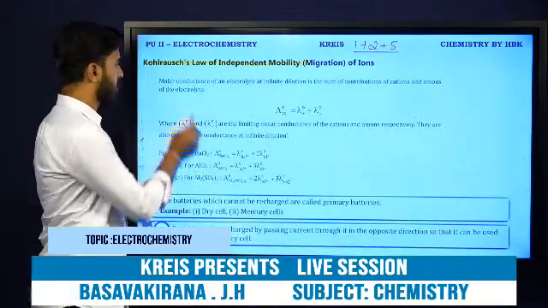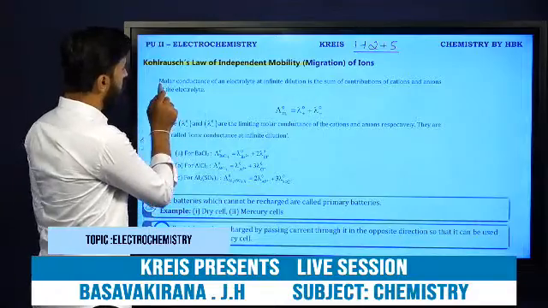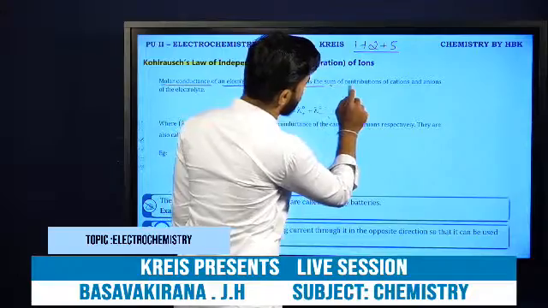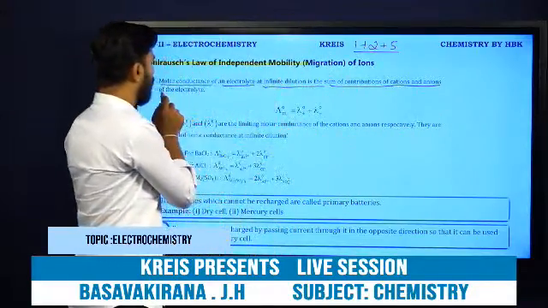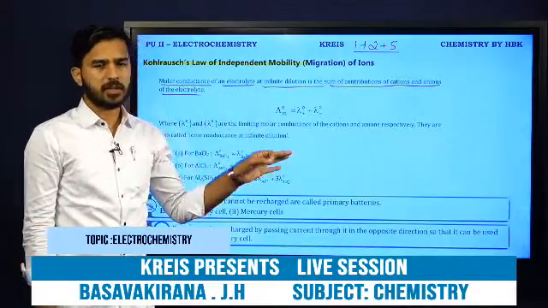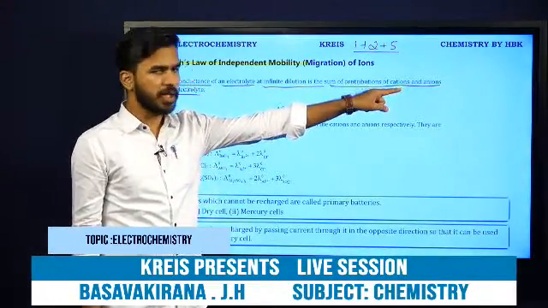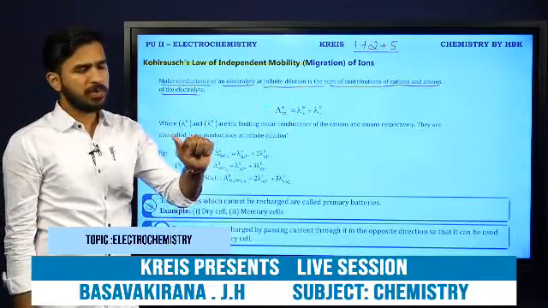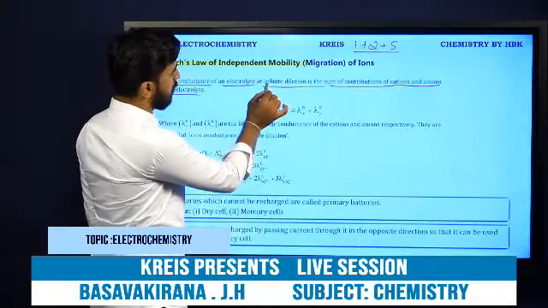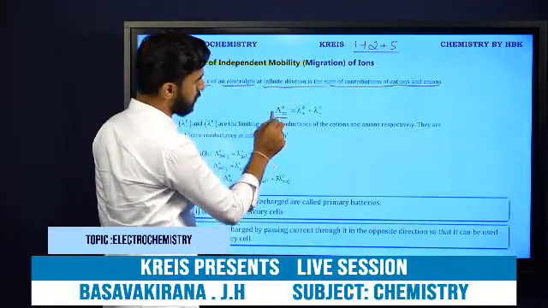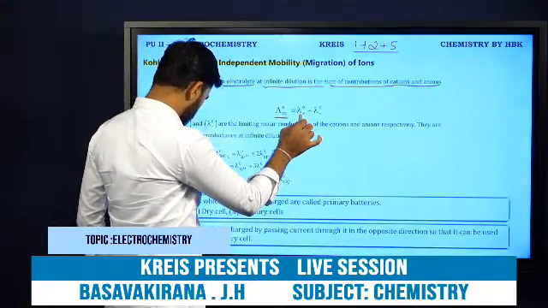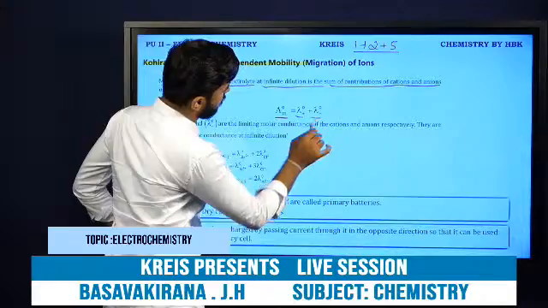Kohlrausch's law states that the molar conductance of an electrolyte at infinite dilute solution is the sum of contribution of cation and anions of the electrolyte. Molar conductance of electrolyte is the sum of contribution of cation and anion. Just remember this: cation plus anion sum is nothing but molar conductance of electrolyte. Molar conductance of electrolyte at infinite dilution is this one, and it is the sum of contribution of cation and contribution of anion. So this is cation and this one is anion.